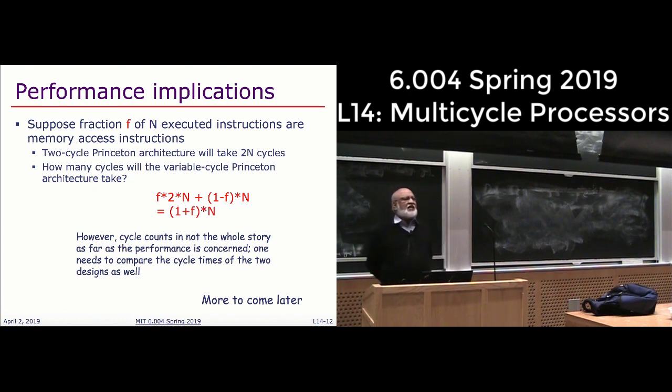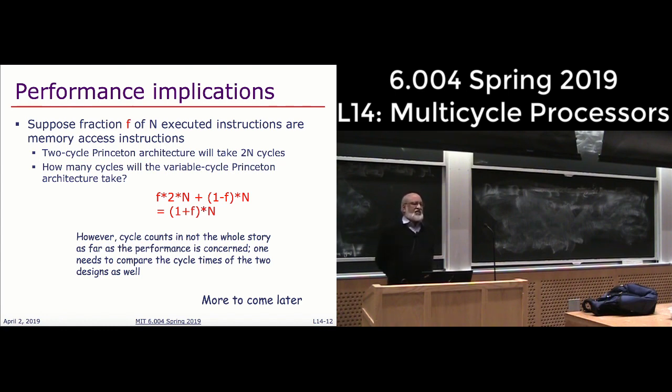Suppose a fraction f of the n instructions you executed happen to be load store instructions. So what will happen? You can do this simple arithmetic. Fraction f is the memory instructions. They are all going to take 2 cycles, and the remaining 1 minus f instructions are not memory instructions. They're just going to take 1 cycle. So you can see what happened. Instead of having 2n cycles, we now have only (1 plus f) n cycles.